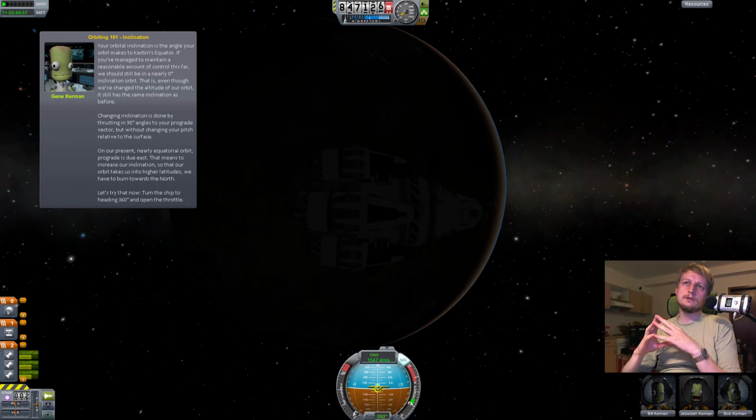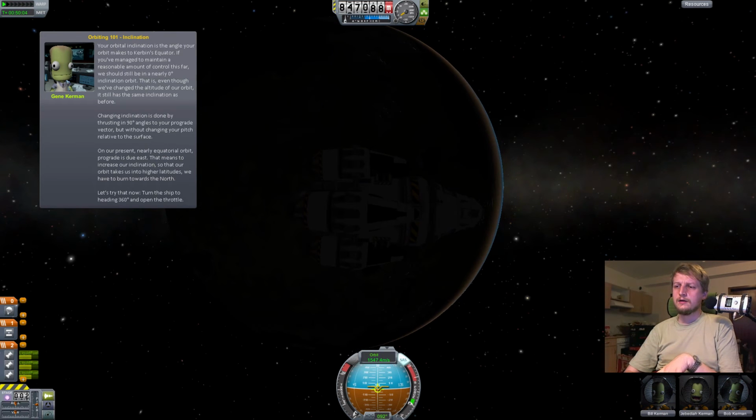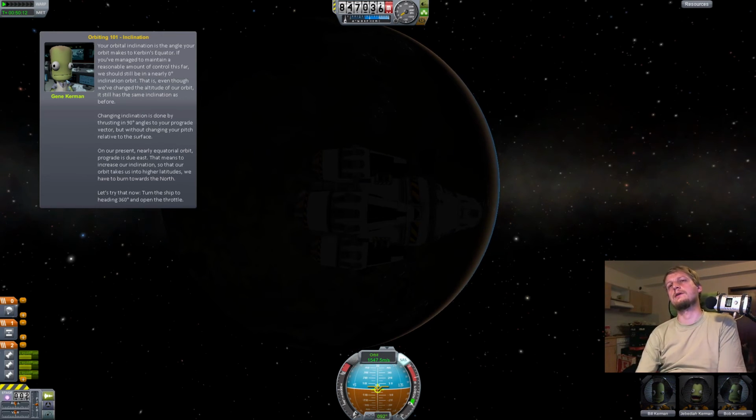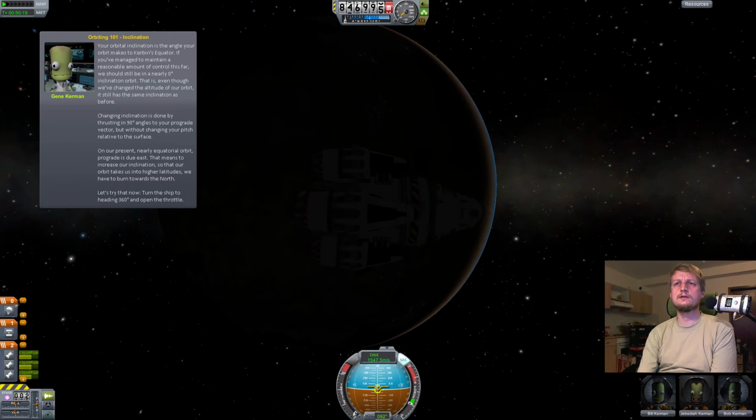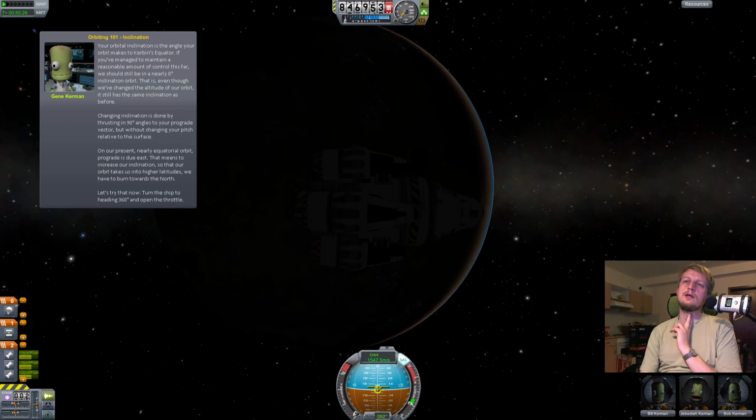Orbital inclination. If you've managed to maintain a reasonable amount of control thus far, we should be staying nearly at 0. That is, even though we've changed the altitude of our orbit, it's still the same inclination as before. Changing inclination is done by thrusting at 90-degree angles to your prograde vector, but without changing your pitch relative to the surface.